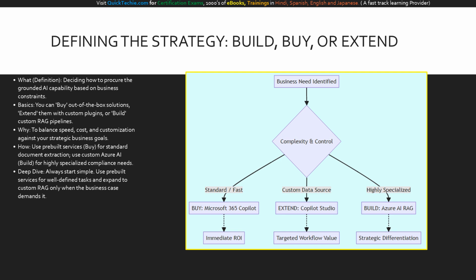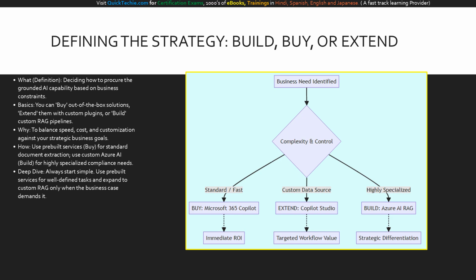But if you have highly specialized compliance needs or need to orchestrate complex RAG pipelines over unique data architectures, you build a custom machine learning solution using Azure AI. The golden rule here: start simple. Use pre-built services first and only invest in custom RAG builds when the business case clearly demands deeper customization.